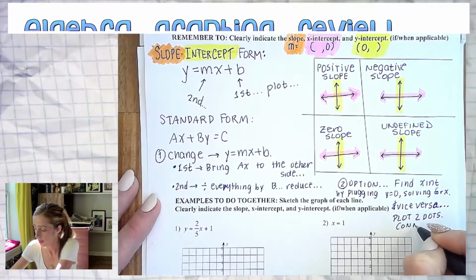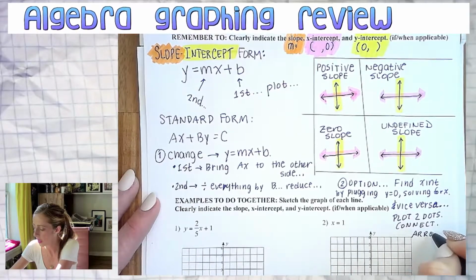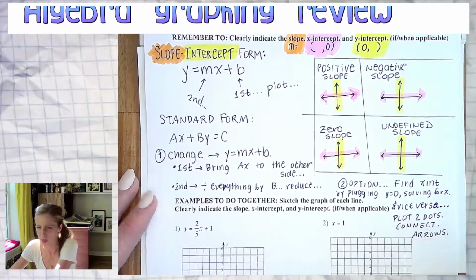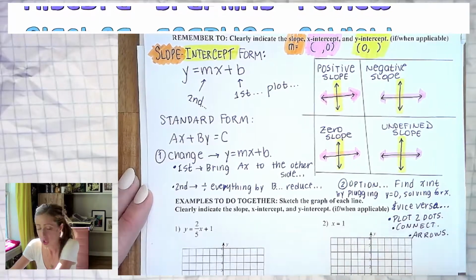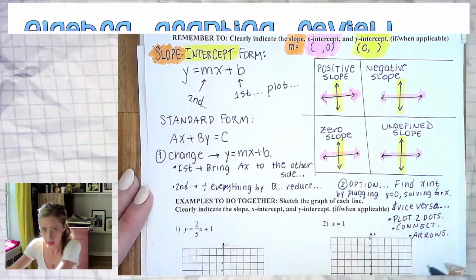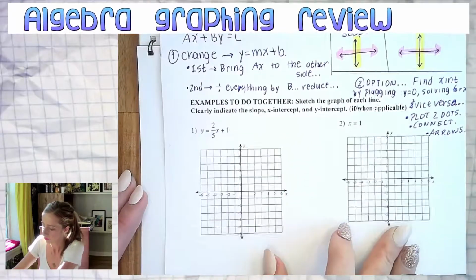Connect the dots, like little kid style, and arrows. We don't do this one all the time because sometimes the intercepts are a little annoying and inconvenient. So hopefully you jotted these down. This little advice, hit pause if you need to, and then we're going to do these examples.